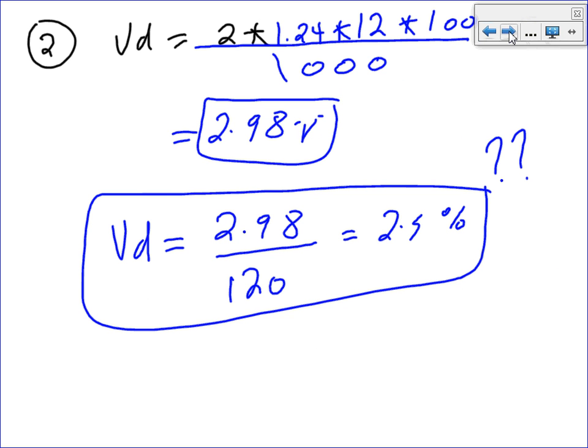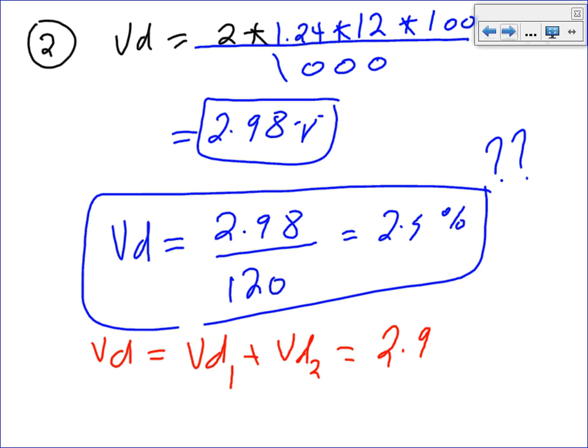Number 2, let's keep this one. I want you to add all the voltage that we dropped. So the voltage drop equals voltage drop 1 plus voltage drop 2. What's voltage drop 1 and 2, guys?